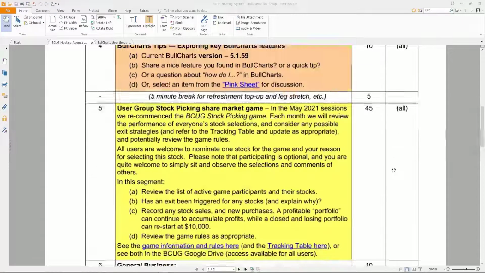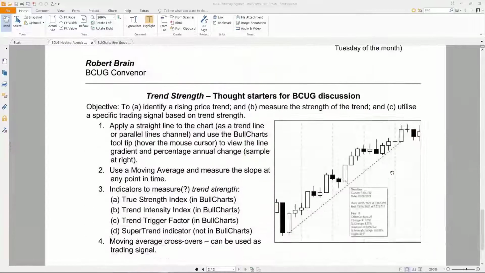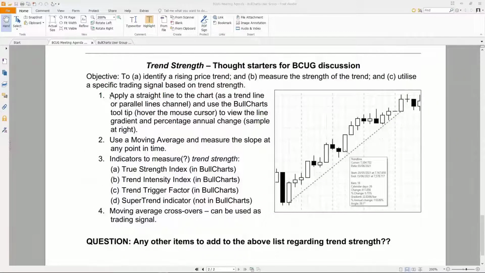And maybe that's what I did in the agenda too. I put together this starting list, didn't I? What we said here was, in terms of trend strength, apply a straight line to the chart as a trend line or parallel lines channel, and use the mouse cursor and hover that over the chart and have a look at the tooltip, the BullCharts Tooltip.